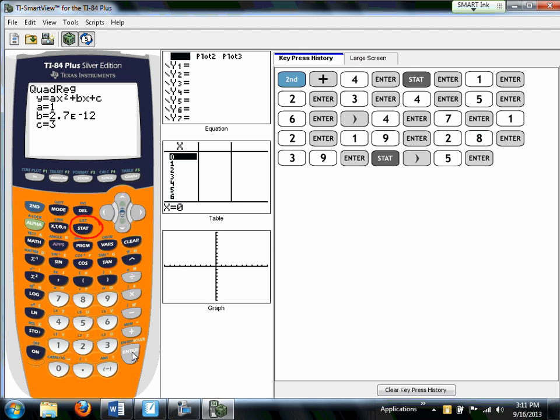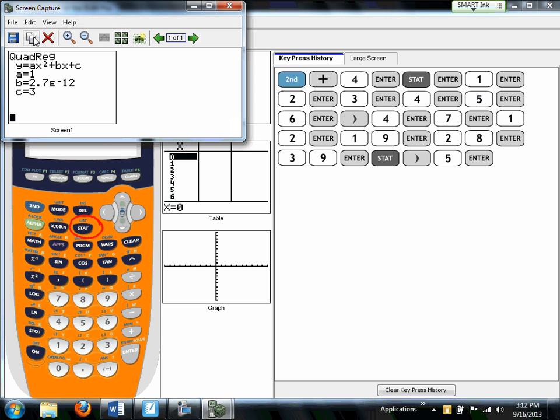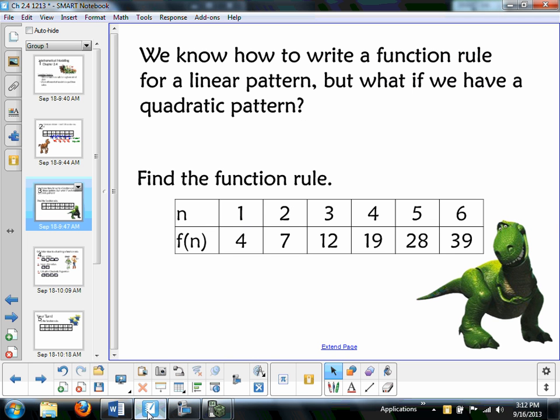Now notice this says ax squared plus bx plus c, a equals 1, b equals 2.7 e negative 12, and c equals 3. I'm going to capture a picture of that screen here. I'm going to copy it and go back to our notes. And I'm just going to paste that right in our notes here.